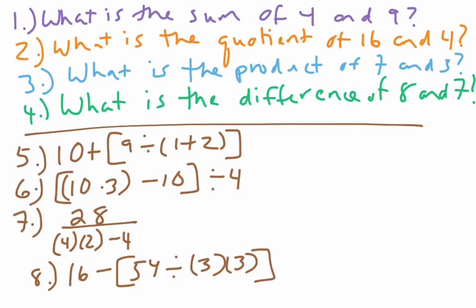Number 7 is 28 divided by, and then in the denominator 4 times 2 and then minus 4. And number 8 is 16 minus brackets 54 divided by 3 times 3 close both. So what I would do is pause the video and work these out on a separate piece of paper.